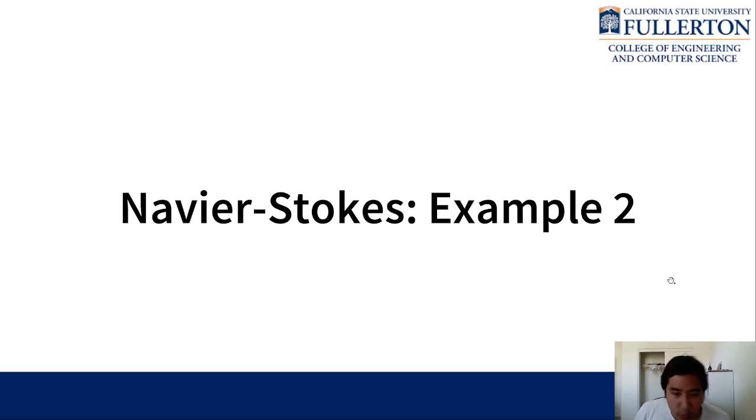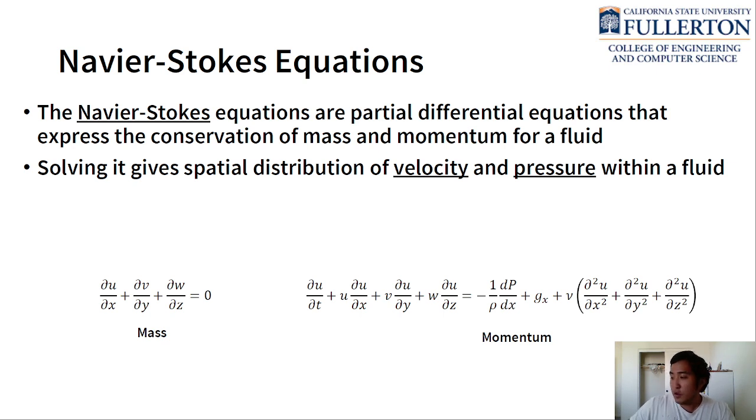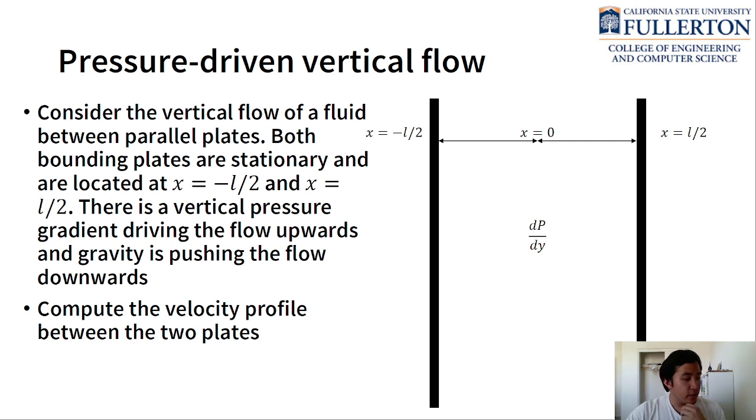Okay, so in this video we're going to be doing another example on Navier-Stokes. Navier-Stokes is a differential equation that expresses conservation of mass and momentum for fluid. And if we solve this equation, we're able to get a function that describes the velocity and sometimes pressure distribution within a fluid. Okay, so here's a little bit more of a complex example than the previous one.